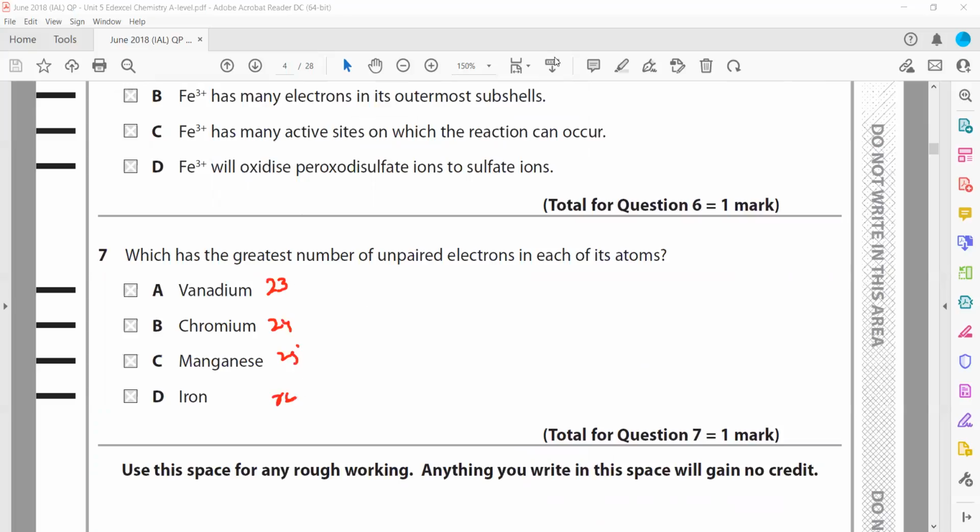When I write the electronic configuration, it will be 1s2, 2s2, 2p6, 3s2, 3p6, 4s2, which makes 20, and then 3d. So basically till 20 all will be the same. Only the d differs: this will be 3d3, this 3d4, this 3d5, and this will be 3d6.